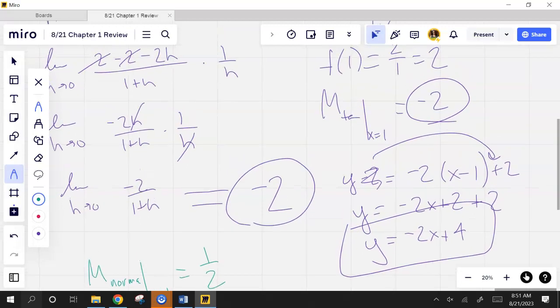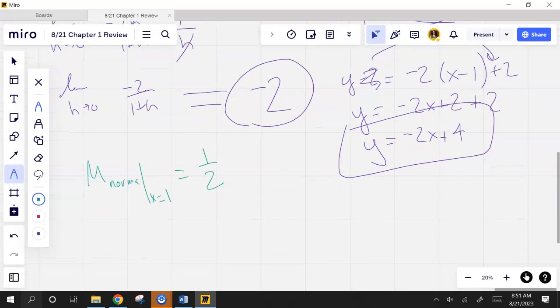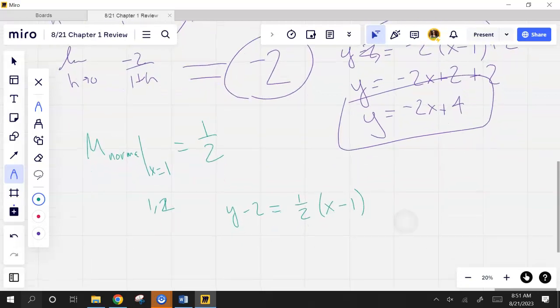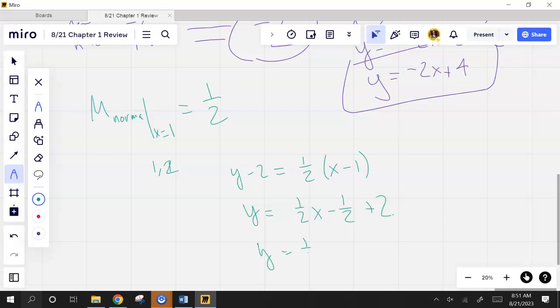So again, I also have my point. My point is still 1, 2, right? My point of tangency there. So at 1, 2, I'm going to say y minus 2 equals 1/2 x minus 1. Or however you went about solving this, I'm going to add this 2. Negative 1/2 plus 2 is 3/2. That would be A. On any of them? What?